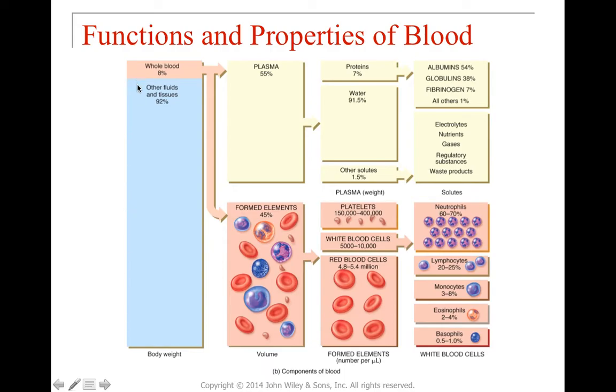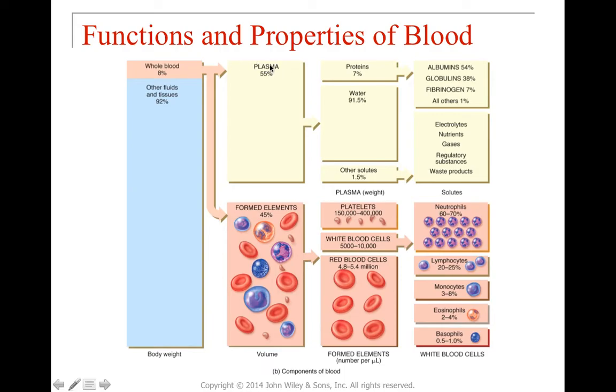So if you were to look at your entire body weight, 92% of your body weight is comprised of other fluids and tissues that are not blood, and 8% of that is comprised of whole blood. 8% is quite a lot, though, if you figure that a normal human weighs around 150 pounds. That's going to put you at about 12 pounds of whole blood.